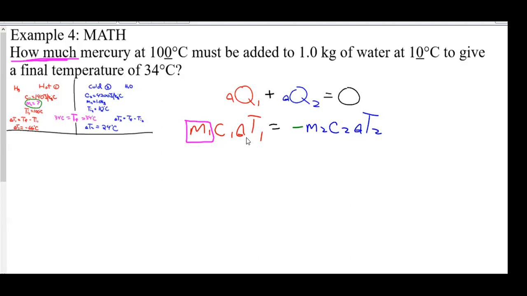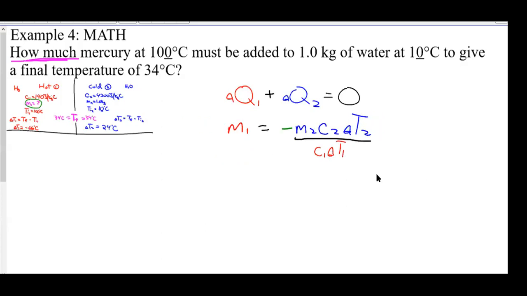So my next step is to get the mass of the mercury all by itself. So I have multiplication between these three terms. So now I need to divide them out. So my specific heat capacity of mercury and my change in temperature of my mercury need to be divided out. It will look like this. So you can cancel them off on the left-hand side.